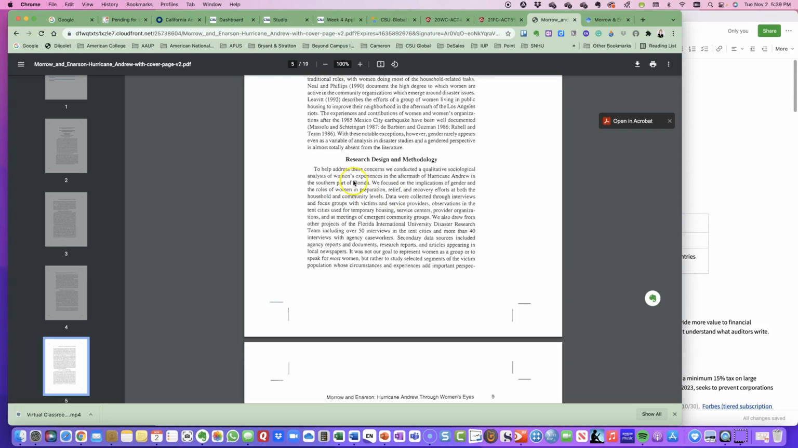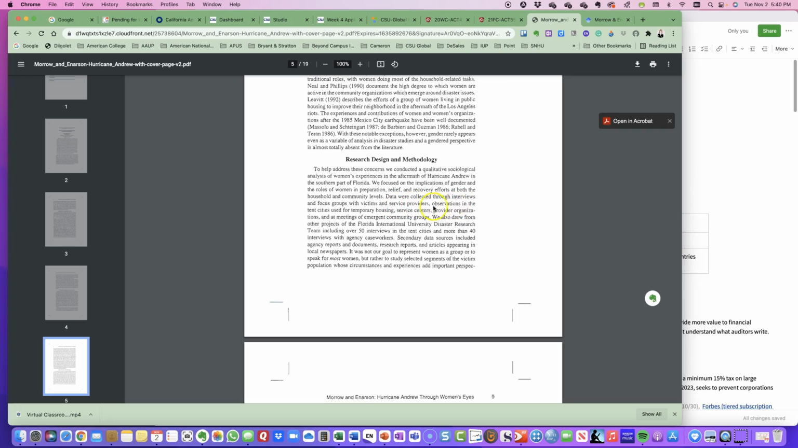And so here you see that to address these concerns, what they did is a qualitative sociological analysis of women's experiences in the aftermath of Hurricane Andrew, which happened in the southern part of Florida. So they focused on implications of gender and the roles of women in preparation, relief, and recovery, both from the household and community level. And they collected their data through interviews and focus groups with victims and service providers.